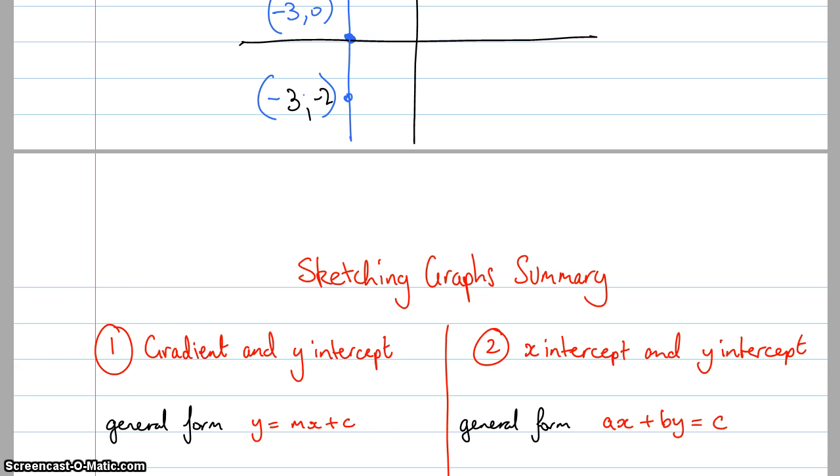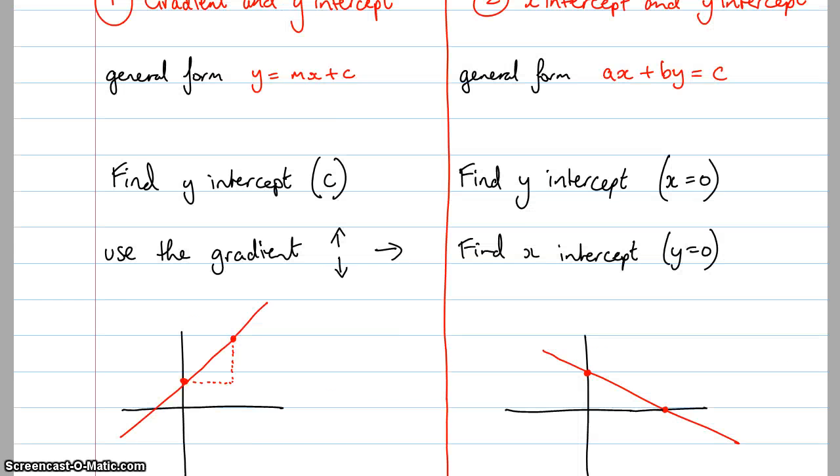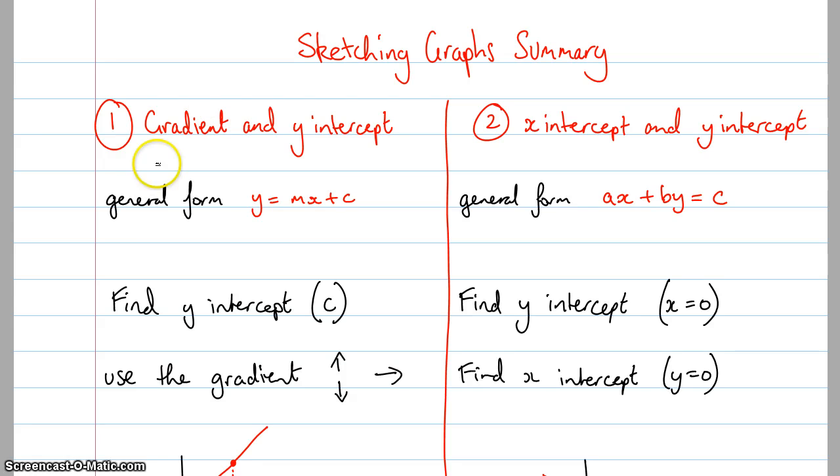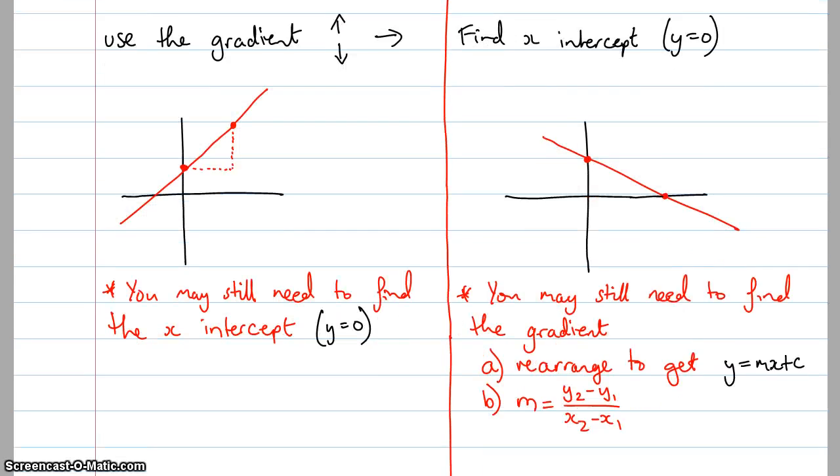Okay, so I guess that the summary for all of this is here. We've got the gradient and the y-intercept method. We need to have it in this form. Find the y-intercept and then use the gradient and go up or down and across. The intercept method, we have to find the x-intercept and the y-intercept. Sometimes it's easier if it looks like this, but it doesn't really matter. We find the y-intercept, which is when x is 0, and we find the x-intercept when y equals 0, plot the points, and we have it.